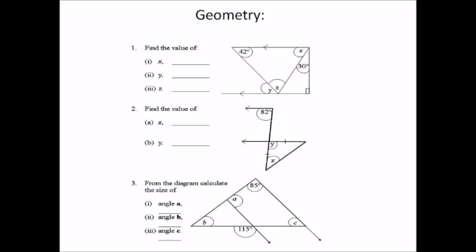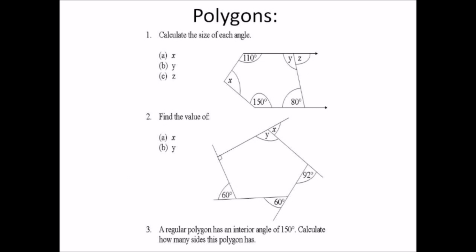Remember, in the triangles, if you see the box that's a right angle, that's 90 degrees. And for parallel lines, you know that alternate angles are equal, corresponding angles are equal, and so on. Let's go. Okay, polygons. 1, calculate the size of each angle, and in this polygon you have x, y, and z that you have to find.